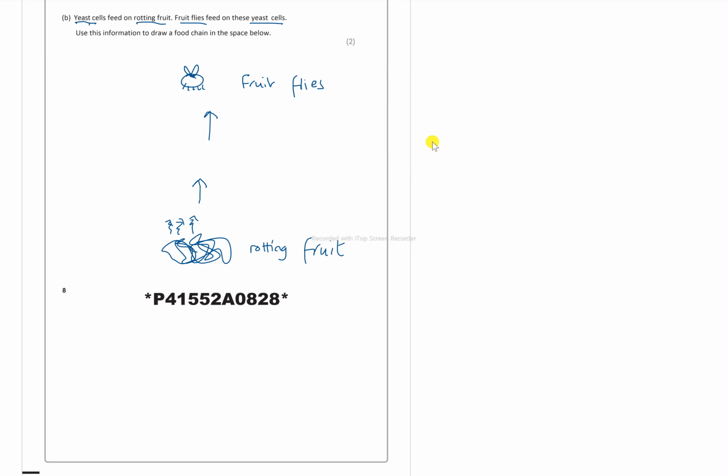There you go. You've got yeast cells. How do you draw a yeast cell? No, I'm drawing the wrong thing. Yeast cells. So remember what we said. This arrow is pointing up because the energy is going up. So that is your food chain.